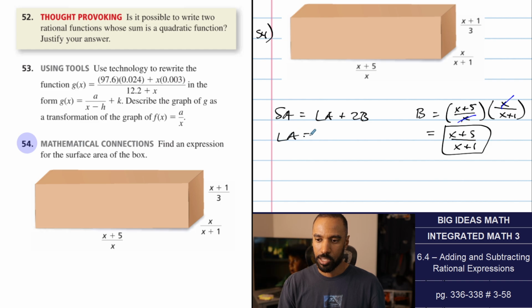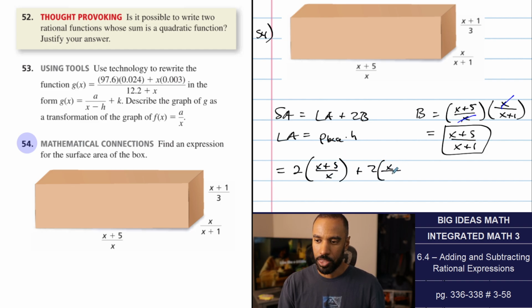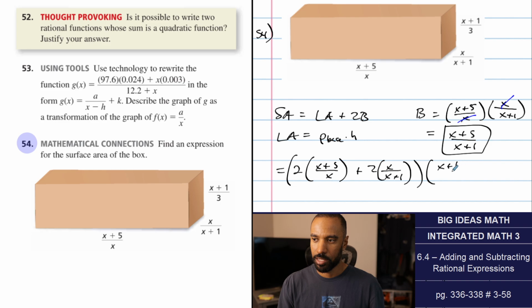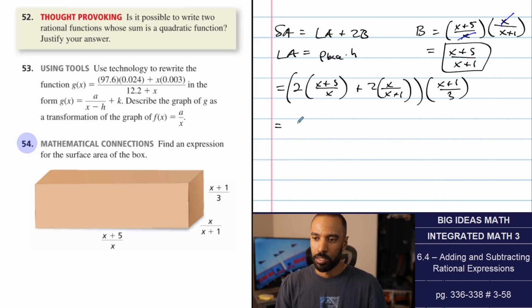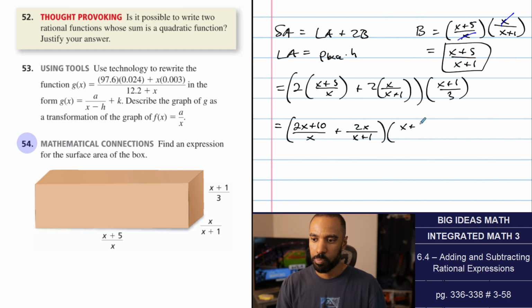Lateral area is perimeter of base times height. Perimeter of the base is 2 of these plus 2 of these. And we're multiplying this all by this. This is not a short problem, guys. So we have 2x plus 10. I still got to get a common denominator. We have 2x plus 10 over x plus 2x over x plus 1 times x plus 1 over 3.